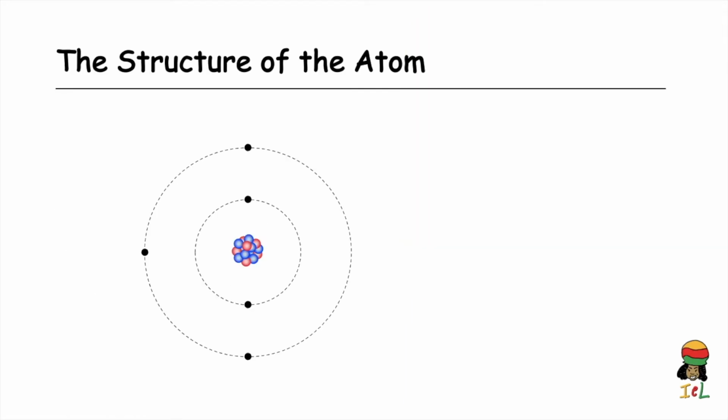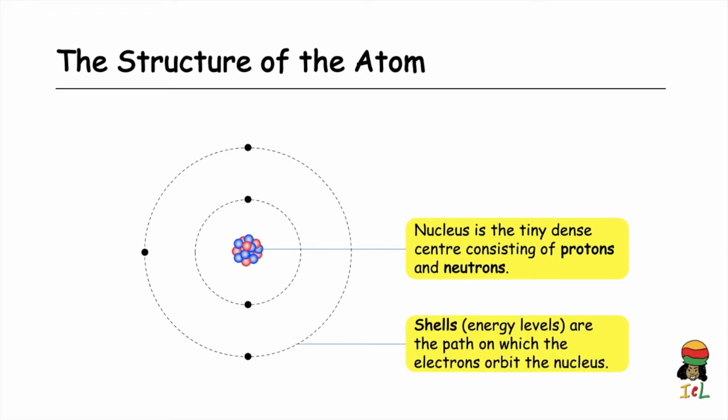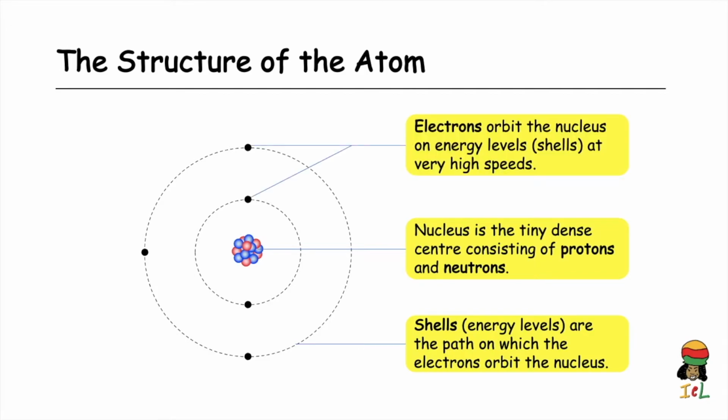So just to summarize the structure of the atom, we have the nucleus, which is a tiny dense center consisting of protons and neutrons. Then we have the electron shells, also known as energy levels, which are the path on which the electrons orbit the nucleus. And of course, we have the electrons, and as we mentioned earlier, the electrons orbit the nucleus on these shells at very high speed.